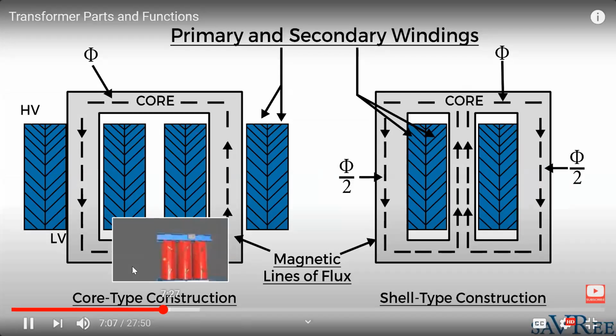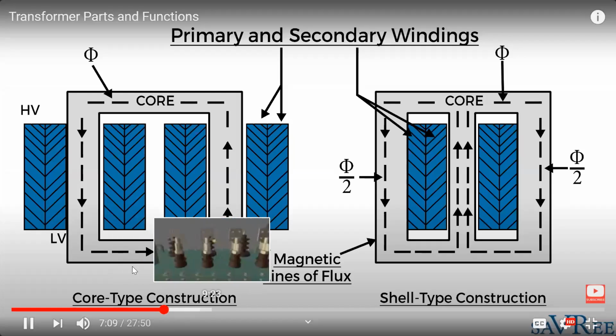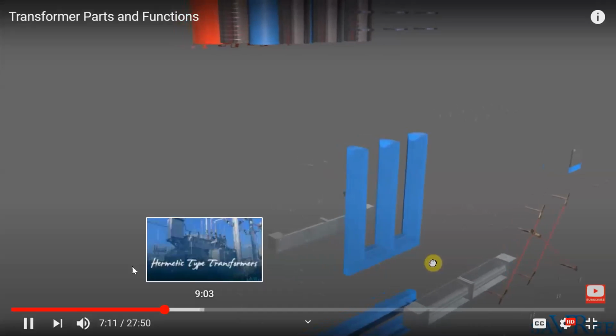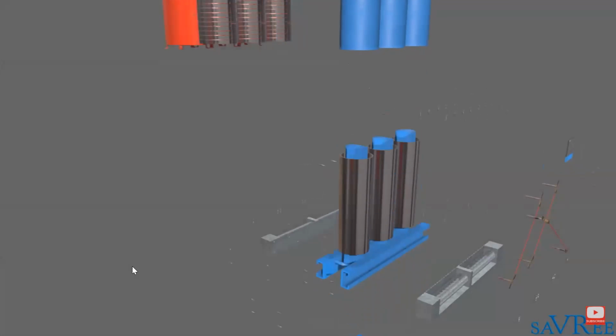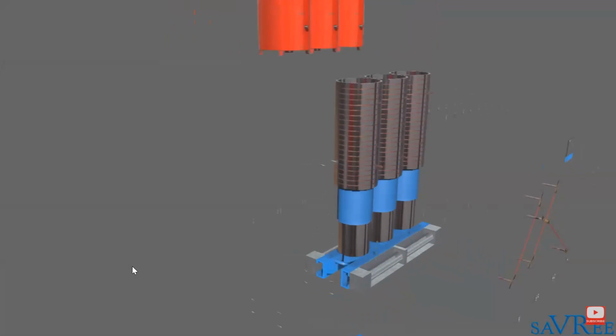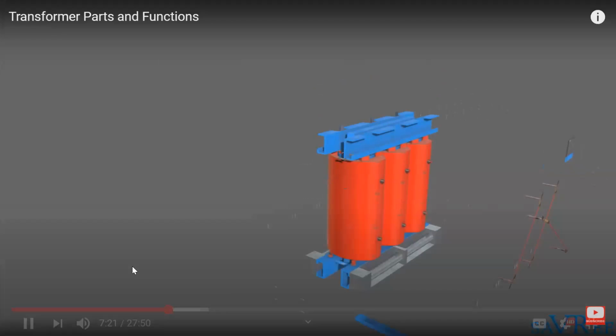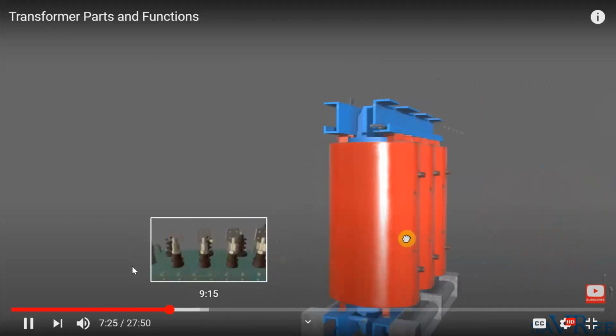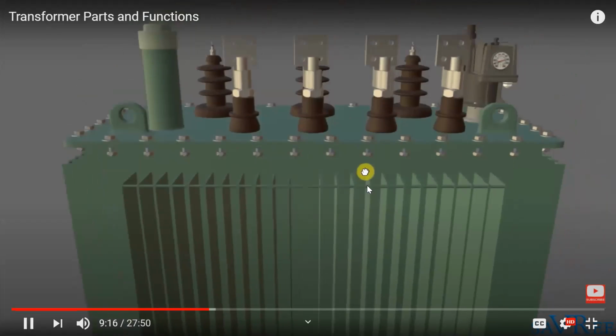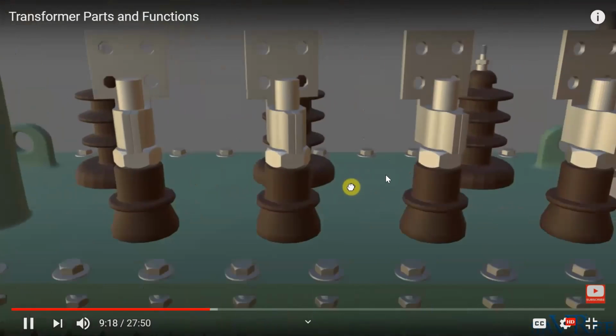So we've got our primary and secondary windings installed, and if we push the play button, we can actually see them coming down onto the core. Here come our clamps. Here comes some sort of insulator, most likely. And here come some windings and the HV windings that go on the outside. So this is the outer supporting structure of the transformer.